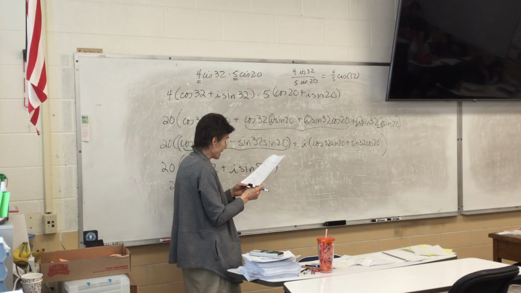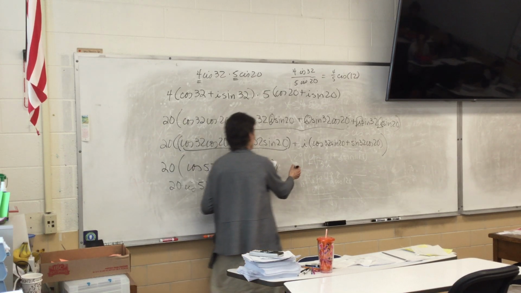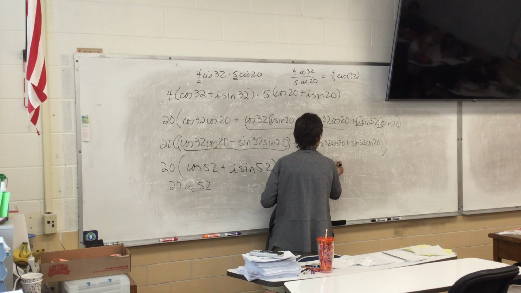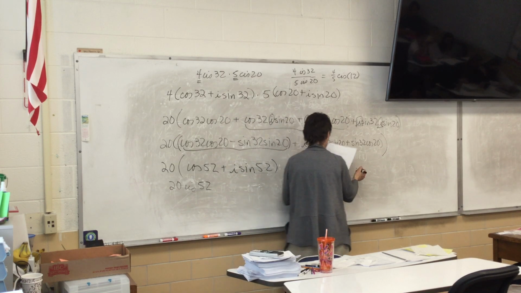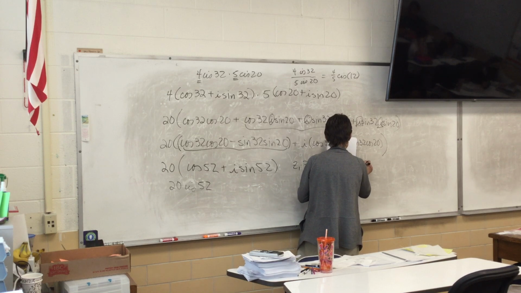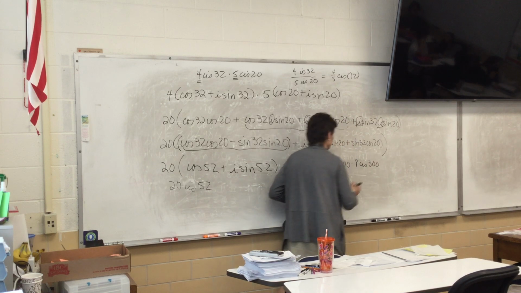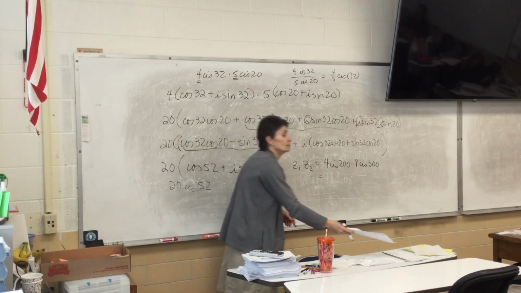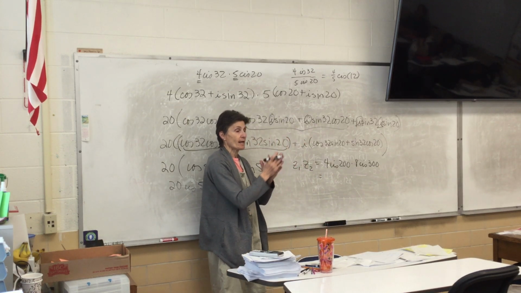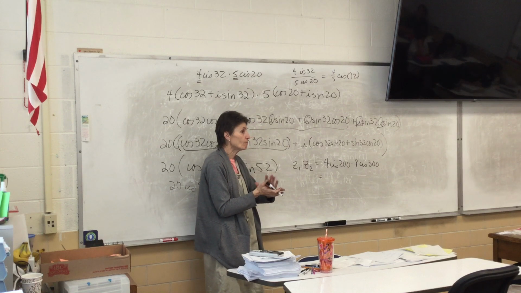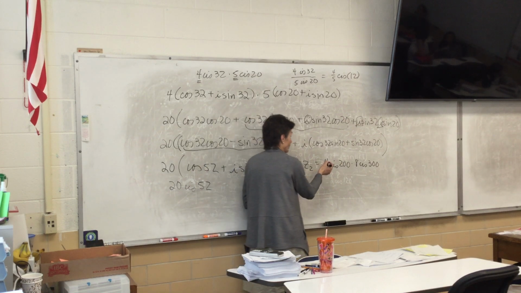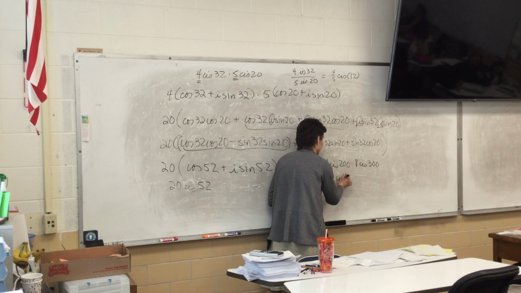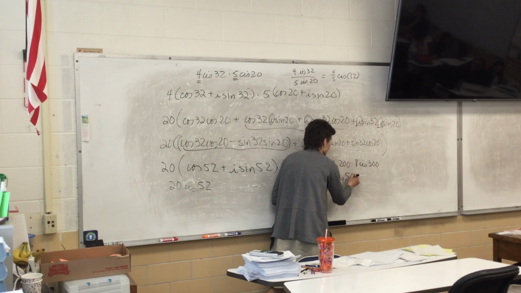All right, 7a. Now we are multiplying 4 CIS 200 times 8 CIS 300. We're going to multiply them. So what does our rule say? When we multiply numbers in polar form, we're going to multiply the R's, and we're going to add the angles.